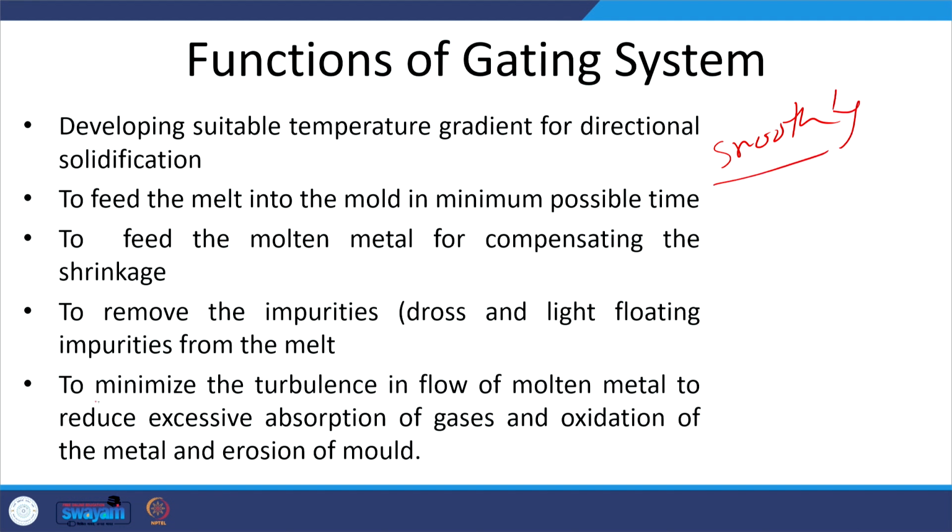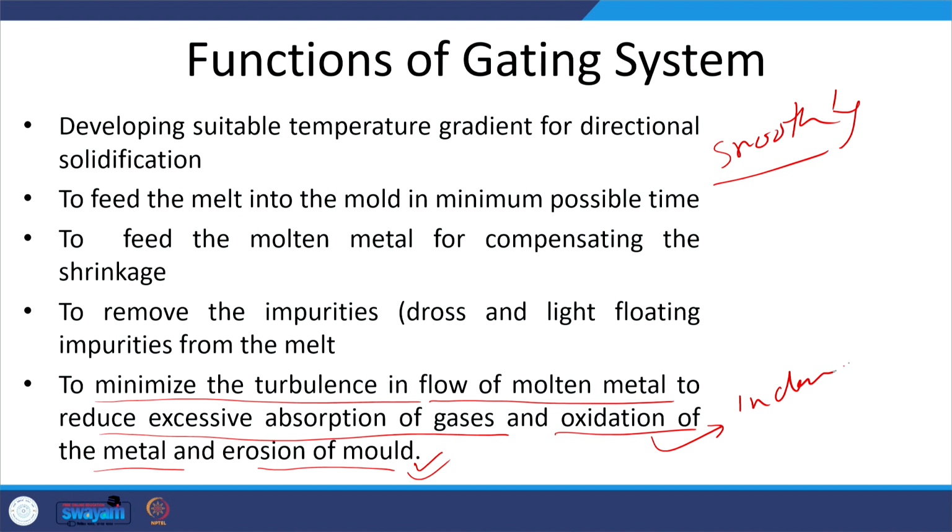So, to minimize the turbulence, one of the major functions of the gating system is to minimize the turbulence in the flow of the molten metal, to reduce the excessive absorption of gases, oxidation of the molten metal and erosion of the mold wall. Erosion will change the size and shape of the mold and also of the other members of the gating system. Oxidation will cause the presence of inclusions in the casting, and absorption of the gases in the molten metal will lead to porosity.